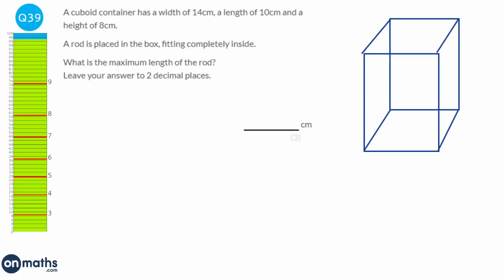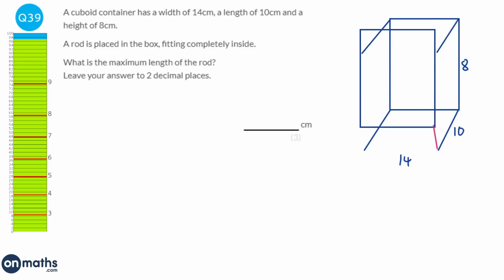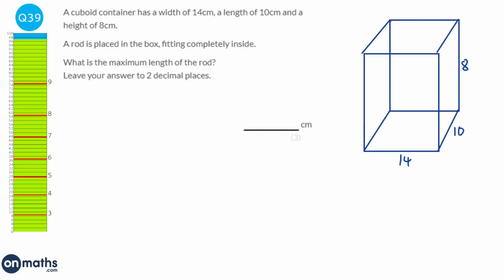And so the lengths on the cuboid, it says, are 14, 10 and 8. Doesn't matter which way around. Now the longest part of the cuboid will be the diagonal across it. So if I just show a diagonal there, and it doesn't really matter which one we pick. I could pick this one here, go diagonal like that. They're all the same length, all the diagonals across. So the rod will be, if it's the maximum length of the rod, it will be along this diagonal.